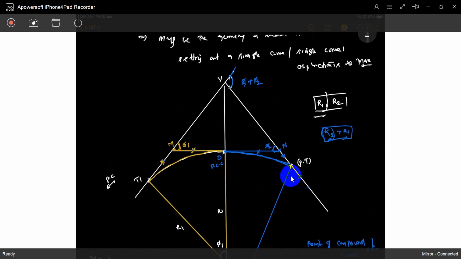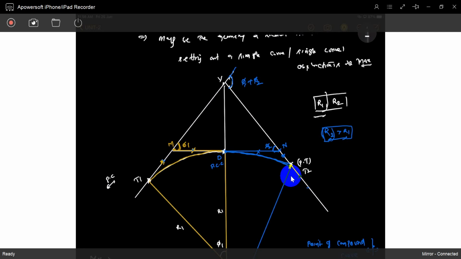So what we have to find out? We know this straight line T1V is a straight line, and this T2V is a straight line. We have to insert a compound curve in between T1 and T2. First we have to identify the point T1. Later we have to identify the point D, and later the point T2. Then only can you draw a curve between T1 and D, later D and T2.